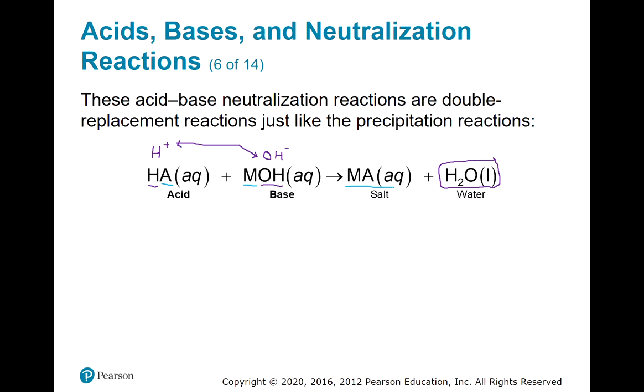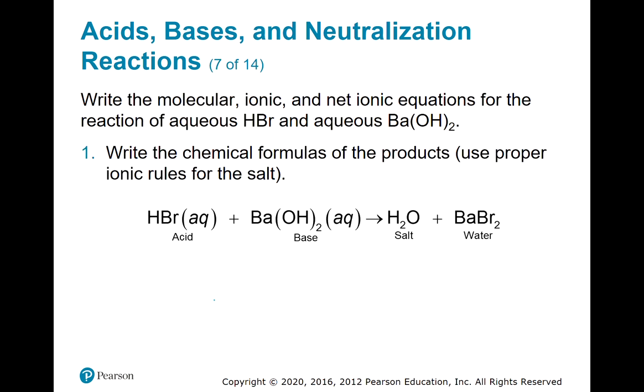So whatever the cation from the base is and the anion from the acid gives you the formula for the salt. Again, you need to take into account what the charge is on the cation and the anion respectively, so that you end up with the correct formula for the salt, and you have to do that before you balance the equation. So let's take a look at an example of a strong acid, strong base neutralization reaction.